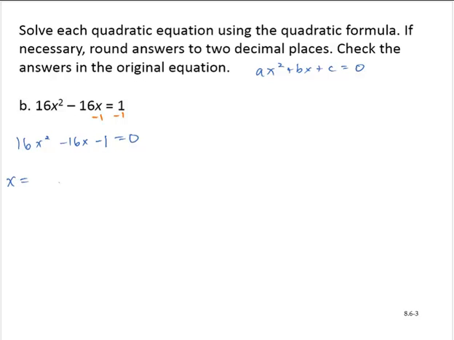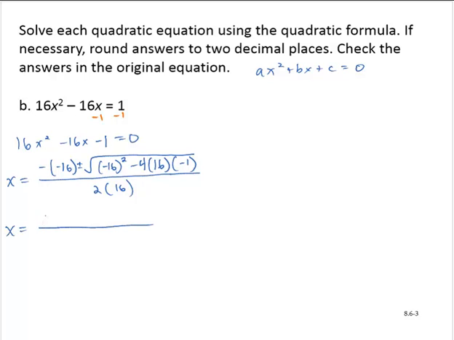So then we would have x equals the opposite of b, plus or minus square root, b squared, minus 4 times a times c, over 2 times a. Simplifying. The opposite of negative 16 is 16, plus or minus. Negative 16 squared is 256, minus another minus, that's going to be a plus. 4 times 16 times 1 is 64. 2 times 16 is 32. So 16 plus or minus the square root of 320 over 32.